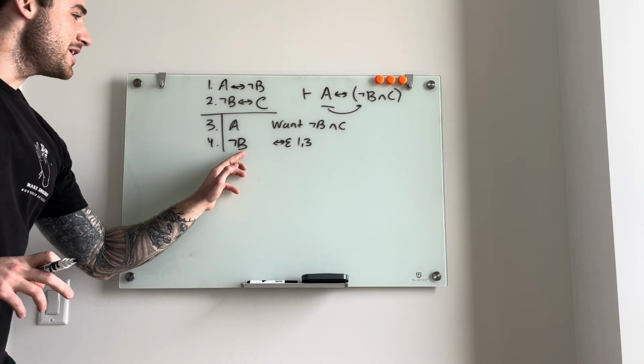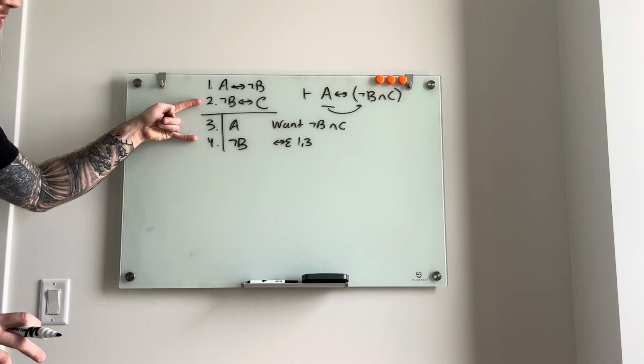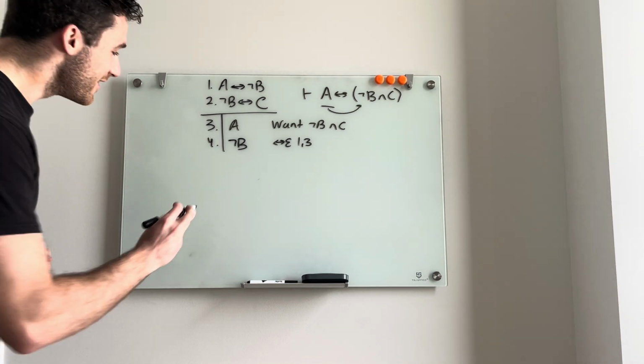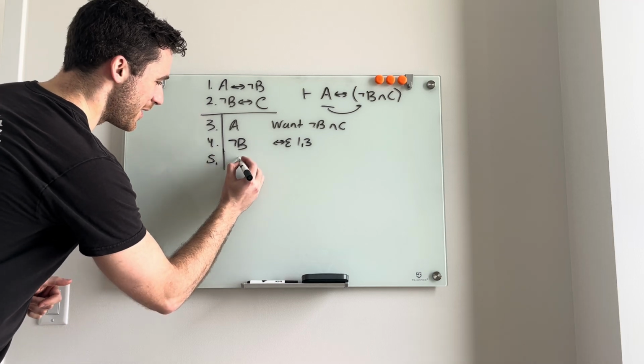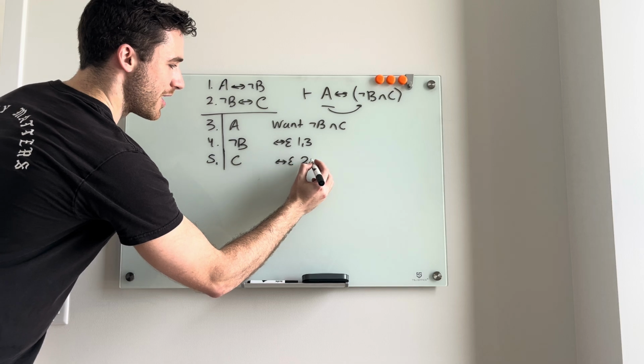Now that I have not B, I can do the same thing to get the sentence C. Look at this pair right here. Not B implies C, and here I have not B, so I get C by the exact same rule. And this is going to be 2 and 4 now.